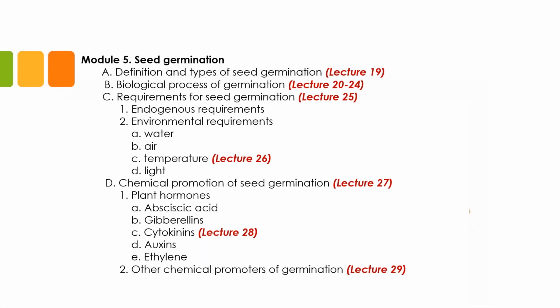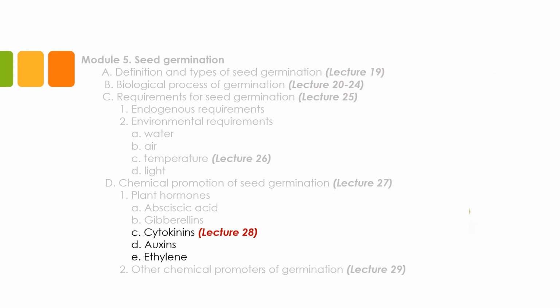This will just be a continuation of our discussion on how plant hormones promote seed germination. In this lecture, we will focus our attention on the remaining three major classes of hormones, which include cytokinins, auxins, and ethylene.